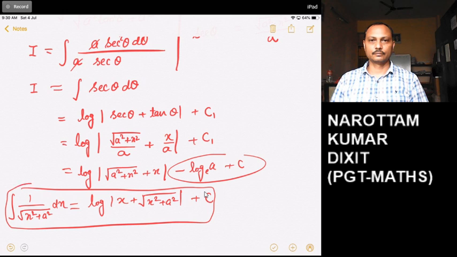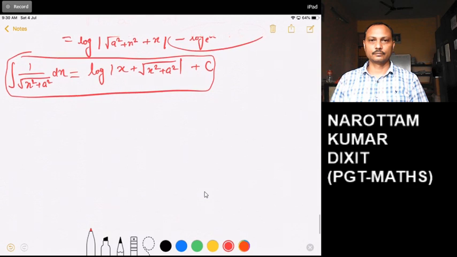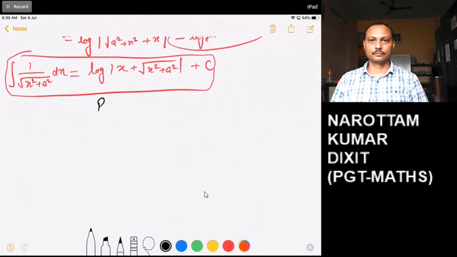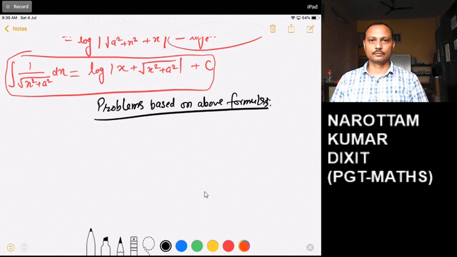So these are the proofs of these 6 formulas. Now we will see some questions based on these formulas. Problems based on the above formula. These problems I have taken from exercise 7.4.